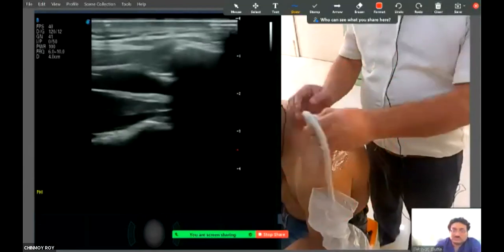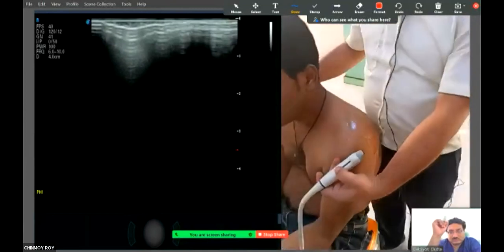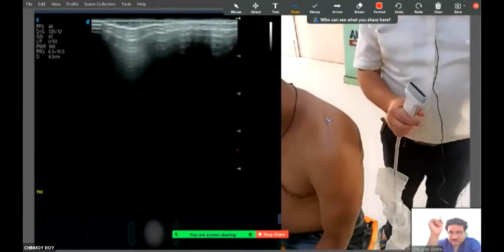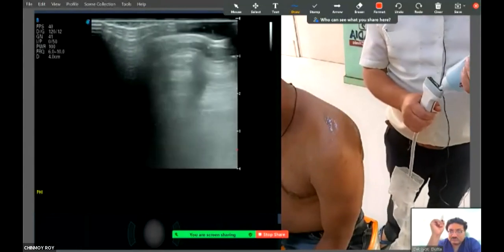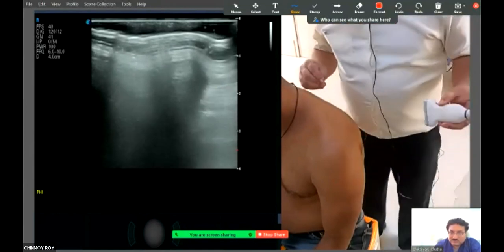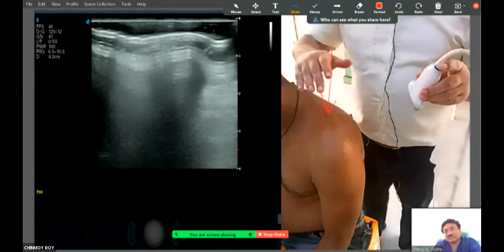So okay, this also, another thing I have not shown, that is the AC joint. So where is the AC joint? The AC joint has to be seen from above, I mean, from the superior portion of the shoulder.